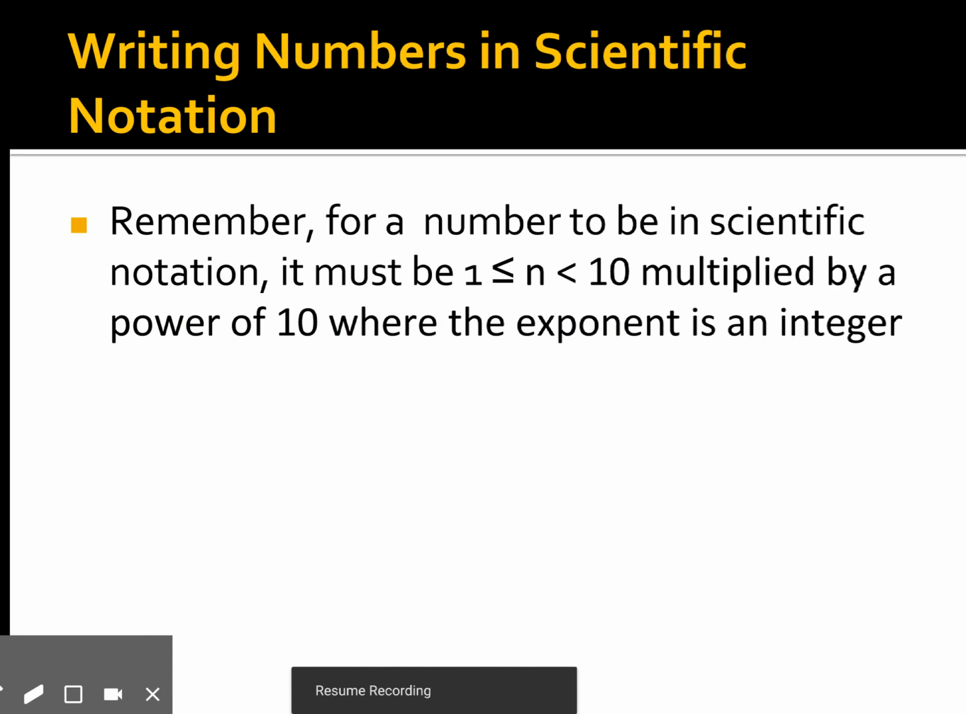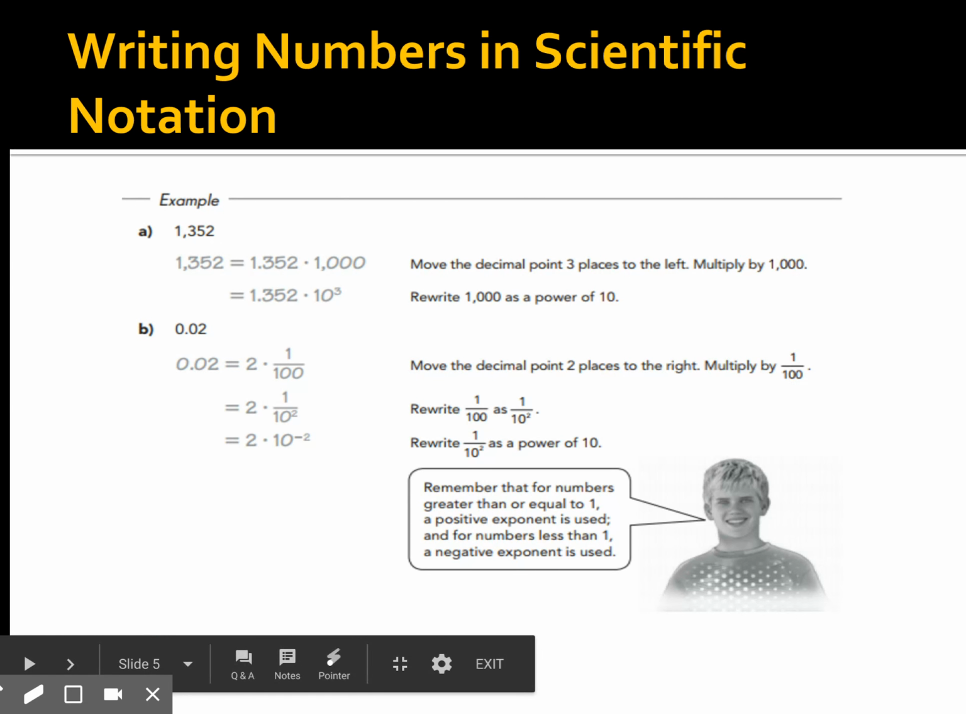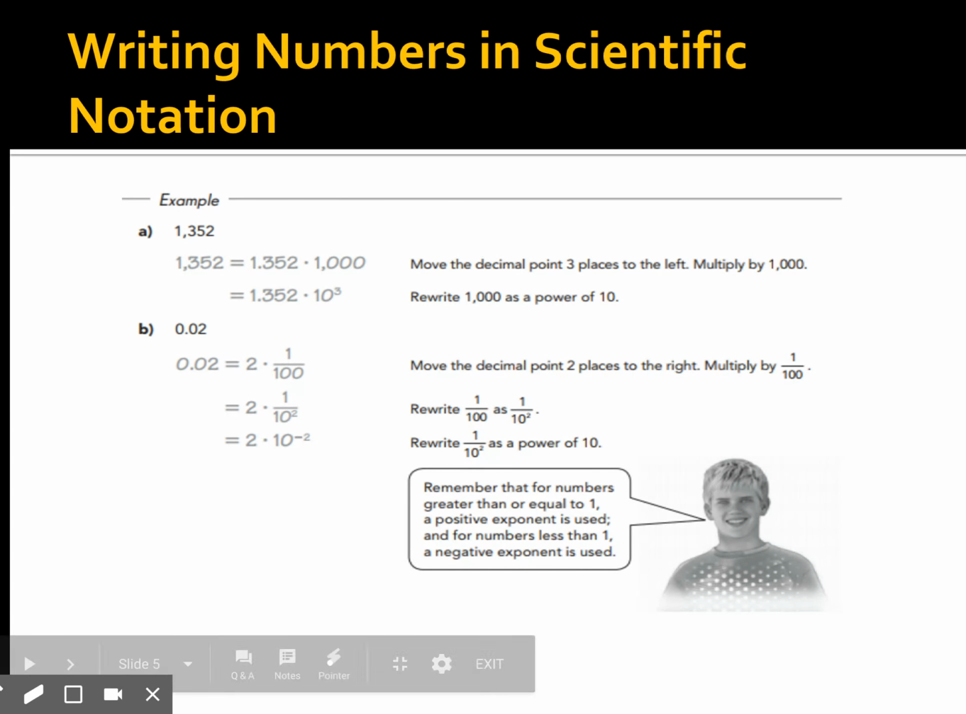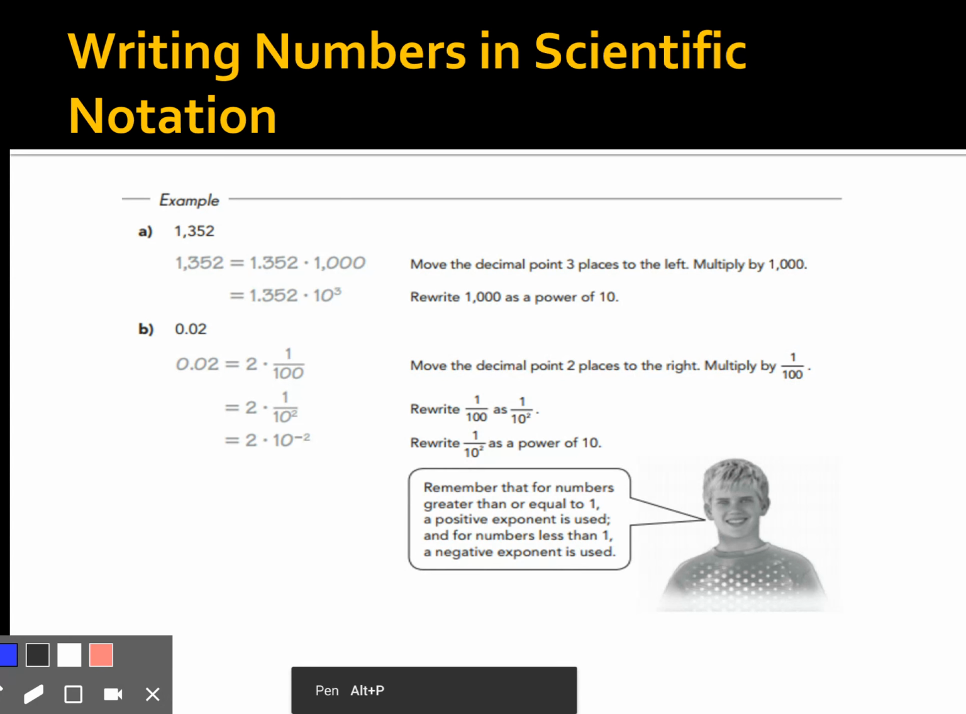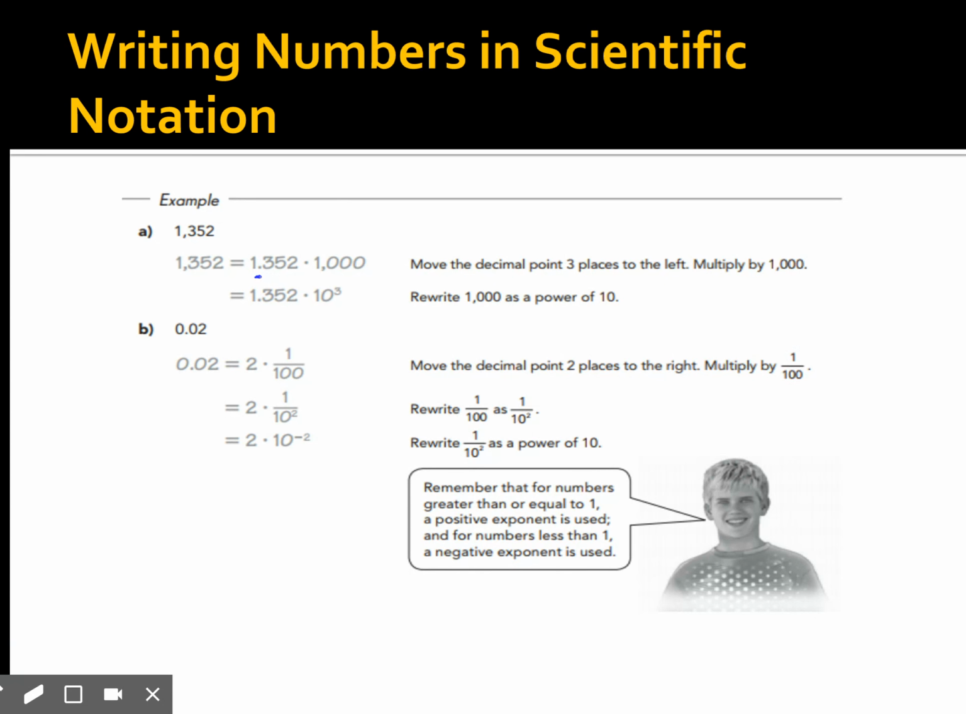So writing numbers in scientific notation. Remember, for a number to be in scientific notation, the number must be greater than or equal to 1 and less than 10. And then you're multiplying by a power of 10, where the exponent is an integer. Again, an integer is the negative and positive counting numbers. So, an example here we have letter A, 1,352. We can write 1,352 in scientific notation simply by dropping in a decimal here. We're going to put in the decimal so that there's only a digit in the ones place, nothing higher, and then everything else is after the decimal.